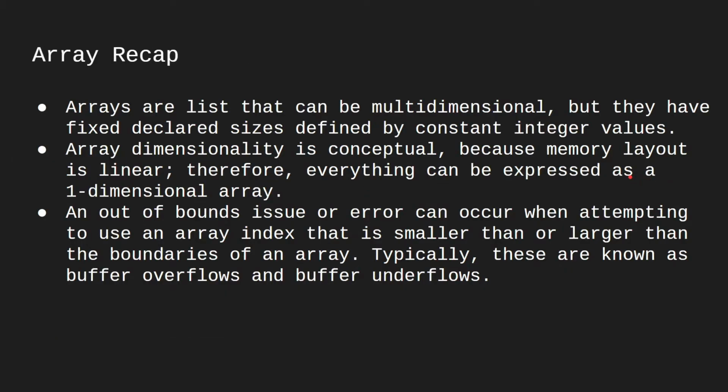All right, so an array recap. Again, an array is just a list that can be multidimensional, but it needs to have a fixed size declared, typically defined by a constant integer. Array dimensionality is conceptual because the memory layout is linear. Therefore, everything can be expressed as a one-dimensional array.